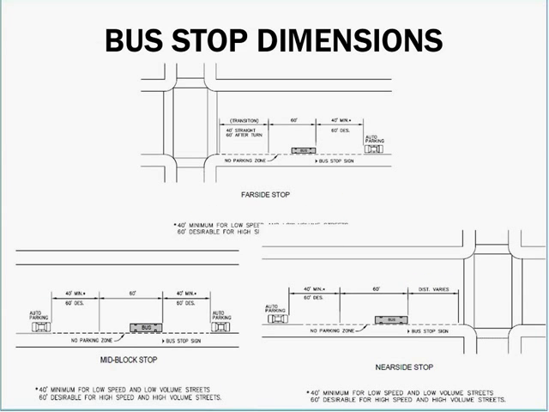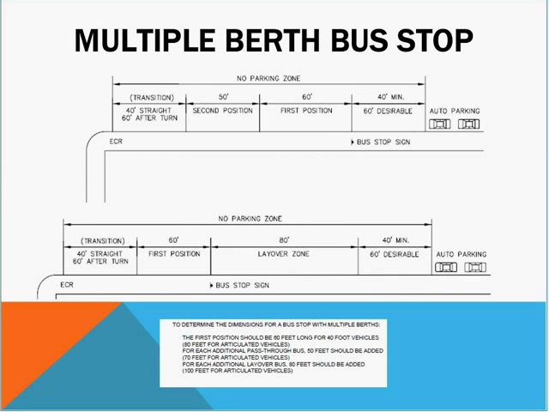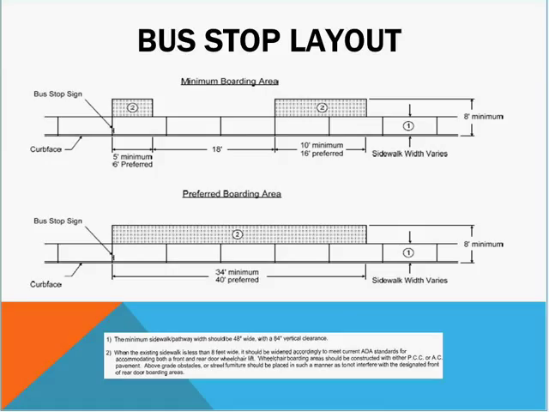This is just a typical bus stop design, showing some of the typical dimensions. In most cases, bus stops are designed for at least two buses stopping at the same time, at least in the urban areas. In rural areas, that may not necessarily be the case. This is just a simple diagram of a bus stop with multiple berths, first stop, second position. This is just the layout of a bus stop with a curb at the bus stop.